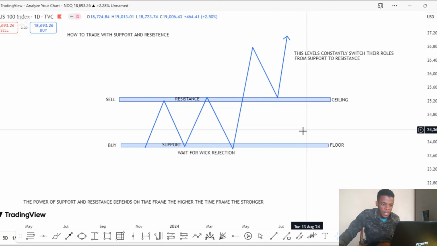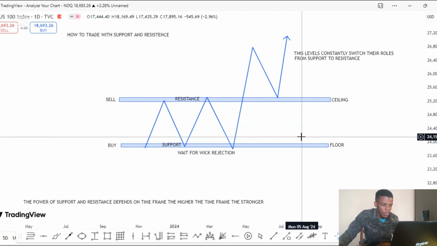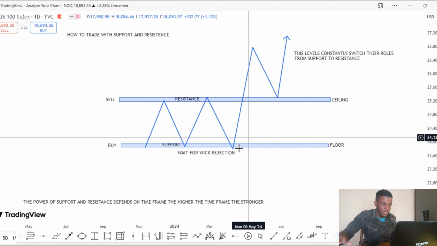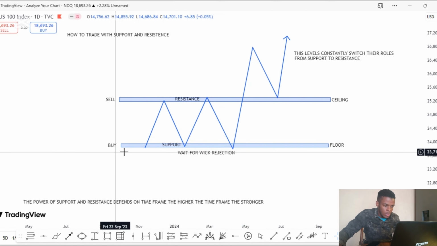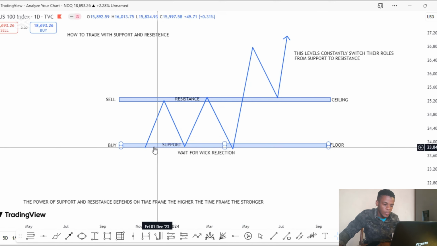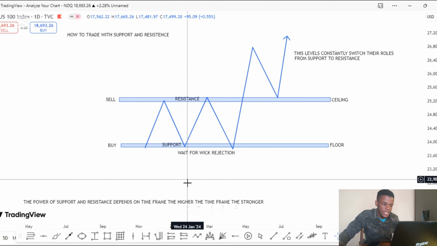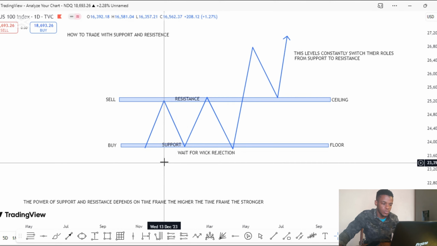So guys, here we are. Now I'm going to explain support and resistance in a valid way. With support, we are looking for buying. With resistance, we are looking for selling.